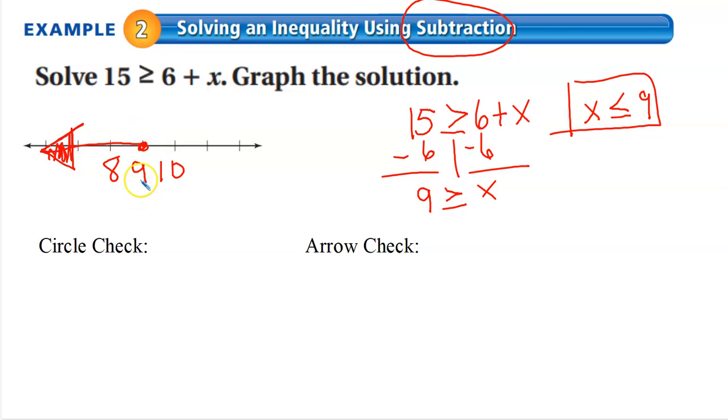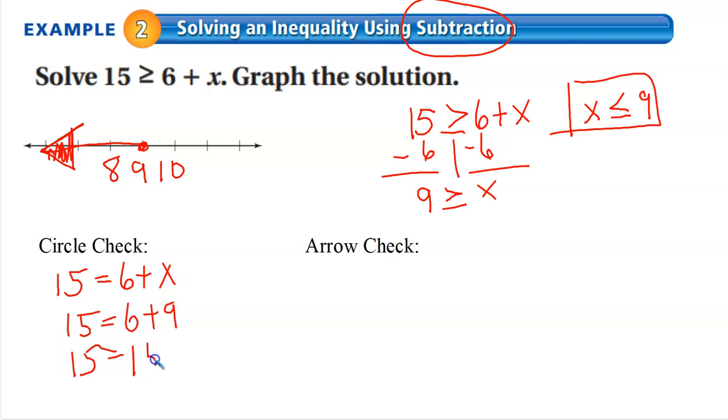Circle check. The circle's on 9. I'm going to do 15 equals 6 plus x. 15 equals 6 plus 9. I plug in that number and I do the math. Yes, the circle's in the right place. The arrow check remembers the original inequality. Do all the numbers underneath the arrow make the inequality true?